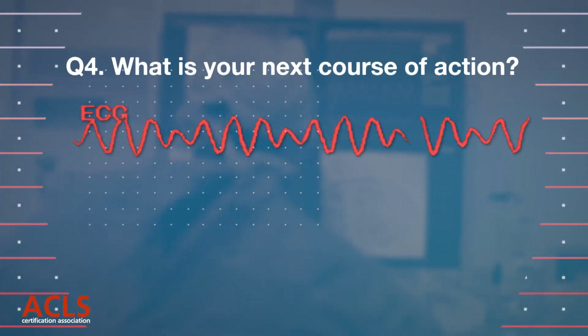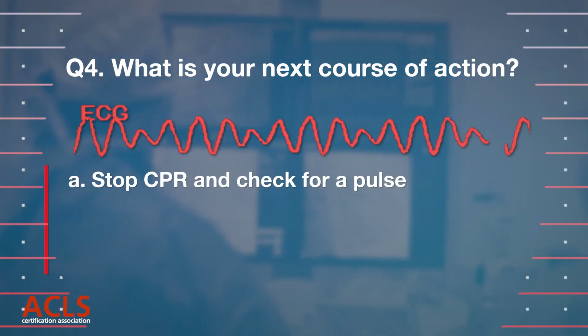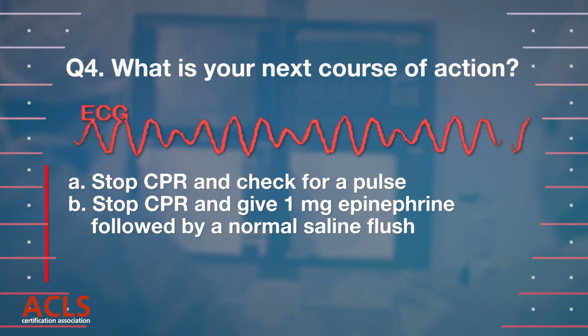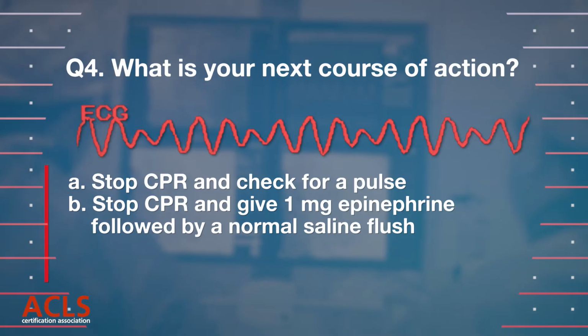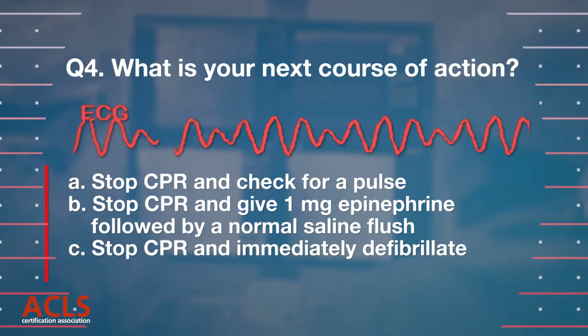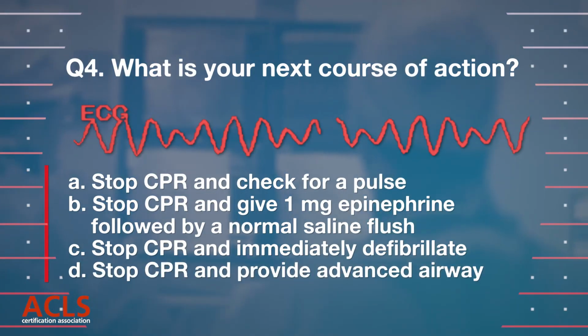Question 4. What is your next course of action? A. Stop CPR and check for pulse. B. Stop CPR and give 1 mg epinephrine followed by normal saline flush. C. Stop CPR and immediately defibrillate. D. Stop CPR and provide advanced airway.